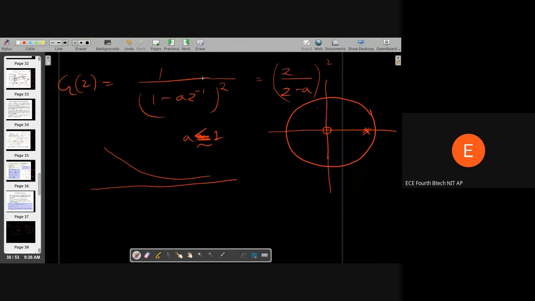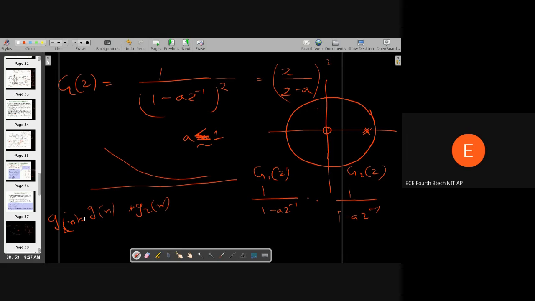You can see this, so you can break it up into 1 minus a z inverse into 1 by 1 minus a z inverse. Okay, so if you say x1(n), x2(n), let me put, if you say G1(z), G2(z). So if it is multiplication in the z domain, what is it in the time domain? Convolution. So g1(n), g2(n) convolve will give you g(n).